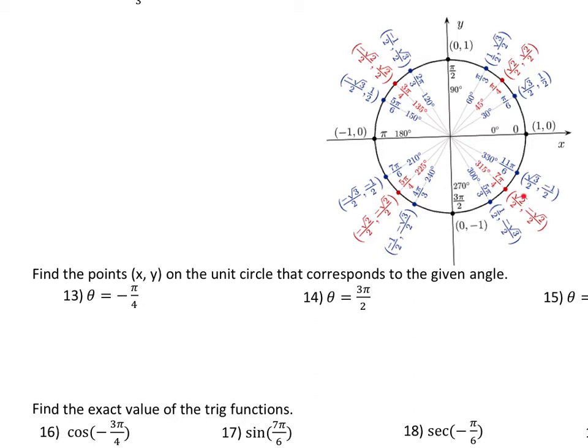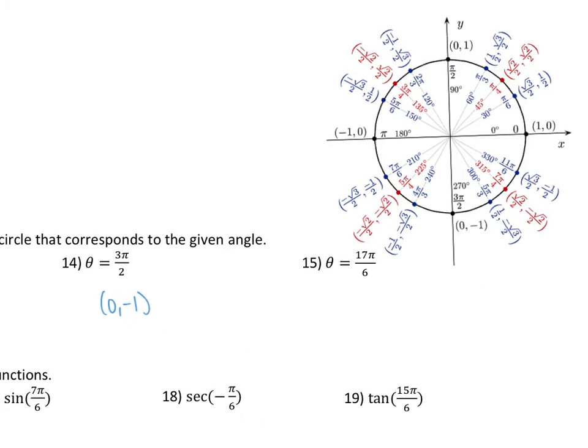So in this case, this is going to be my coordinate. That is root 2 over 2 for x and negative root 2 over 2 for y. So we're just finding coordinate points. This one is 3 pi over 2, and as you can see, 3 pi over 2 is right here, where its x is 0 and its y is negative 1.